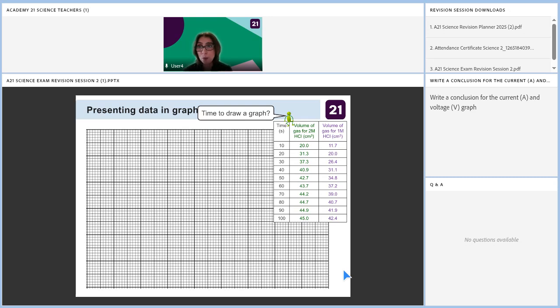I think graphs are always a gift in an exam paper, because this is the time where you can use your skills that you haven't had to memorize. So it's well worth taking your time. Remember, sharp pencil as well.